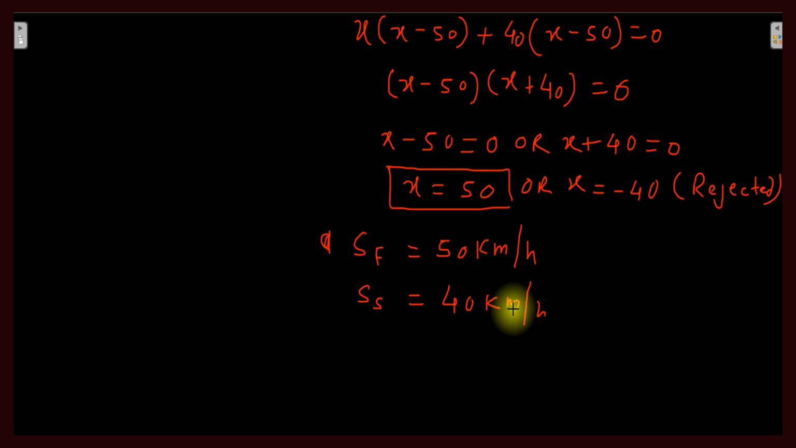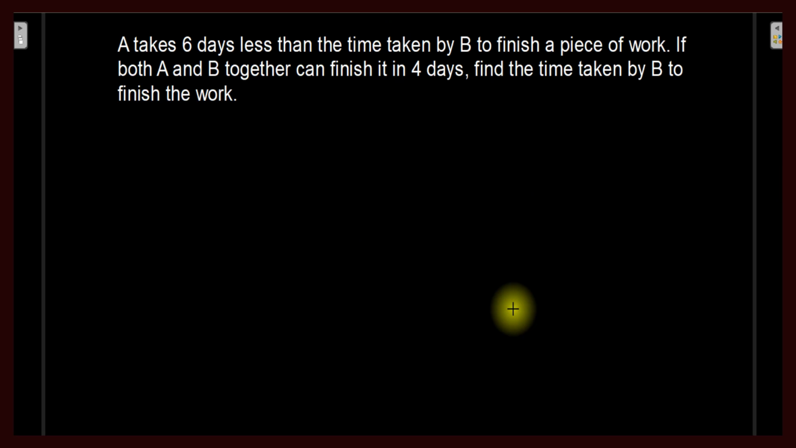Now let us move to the next question, and the next question is on the screen. A takes 6 days less than the time taken by B to finish a piece of work. If both A and B together can finish it in 4 days, find the time taken by B to finish the work. Here friends, in the first sentence it is said that A takes 6 days less than the time taken by B to finish a piece of work.